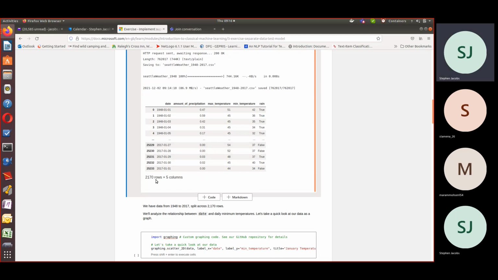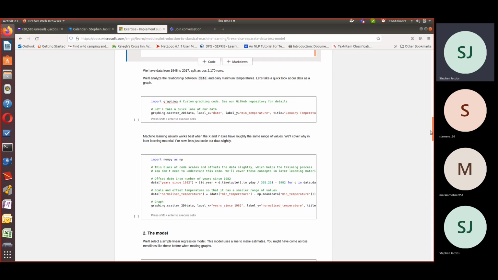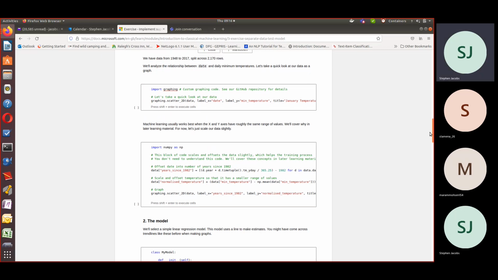Okay, so 217 rows by 5 columns. That's describing the shape of the data. And that's printed for us automatically. Okay, let's move on. So we've got our data there. We'll analyze the relationship between date and daily minimum temperatures. So that's what we want to do. We want to see if there is a relationship here between date and minimum temperatures. We're trying to work out what we can classify by, you see, that's why we're investigating the data.